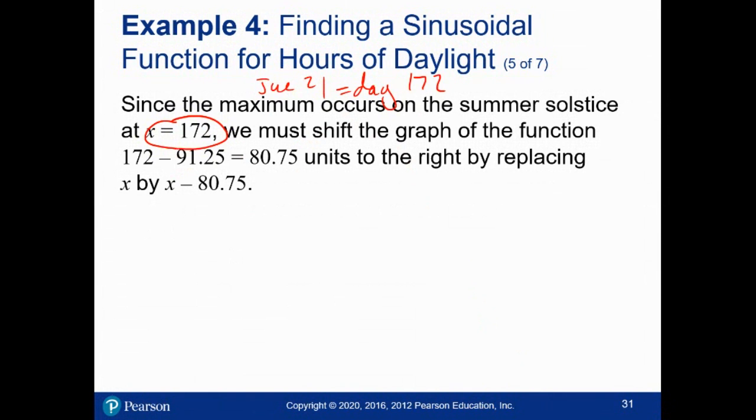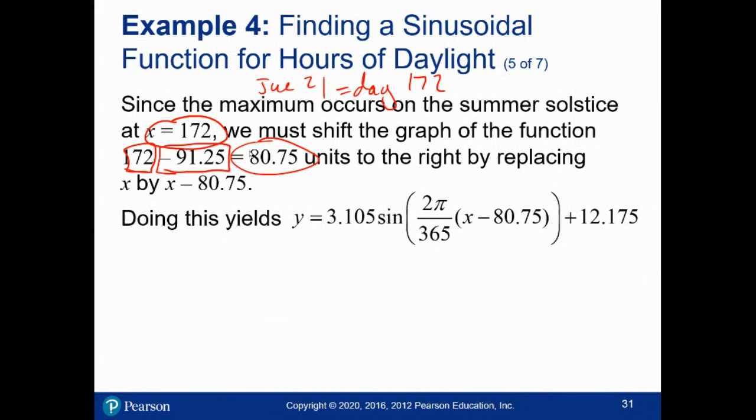So instead of occurring the maximum at 91 1/4, we need it to occur at 172, which means we need to shift by 80 3/4 units to the right. So we do that. And there we have a sinusoidal function that matches all the data we were given.